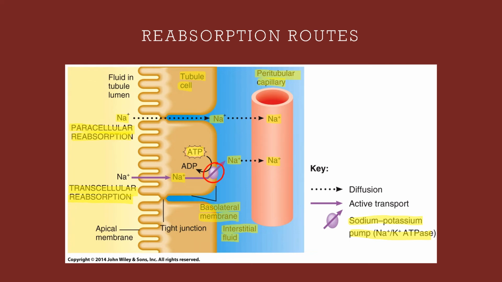Now these pumps are only found in the basolateral membrane, which really allows for a one-way movement of sodium. Because they're not found in the apical membrane, sodium is not going to be pumped out into the lumen of the tubule.